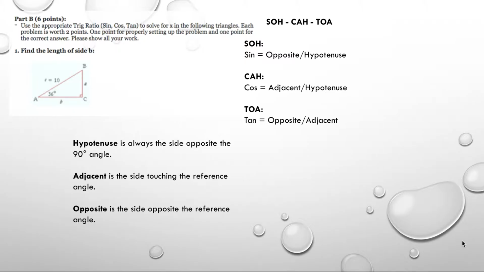Part B. Now that we know how to decide which trig ratio we want to use, we actually want to solve a few problems using the appropriate trig ratio. So remember, sine, cosine, and tangent. Sine equals opposite over hypotenuse. Cosine equals adjacent over hypotenuse. Tangent equals opposite over adjacent.